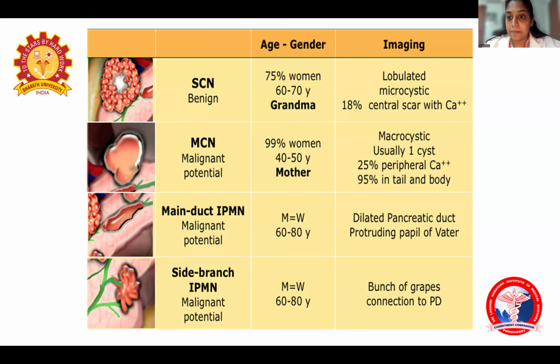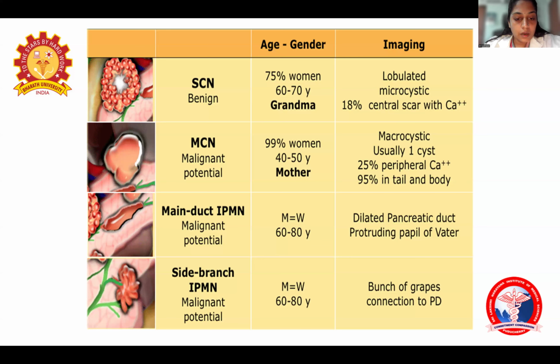These lesions are macrocystic. They don't contain little small cysts. It has a large single cyst, usually one cyst. 25% of the cysts have peripheral calcification, and 95% of these lesions are present in the body and in the tail. It's not that you cannot see them elsewhere, it is most commonly seen in the tail and the body.